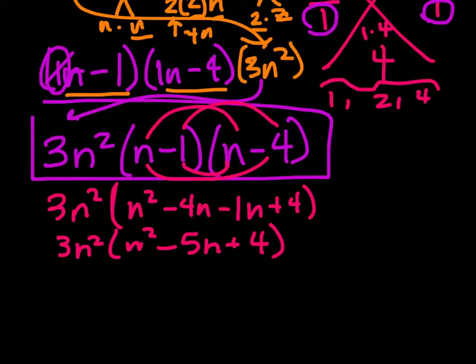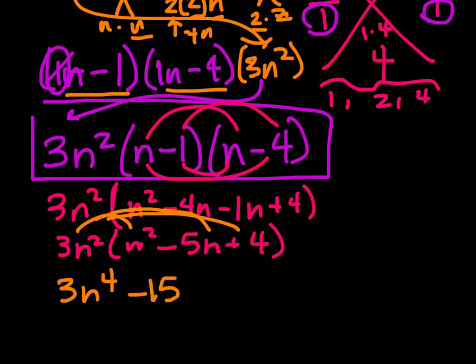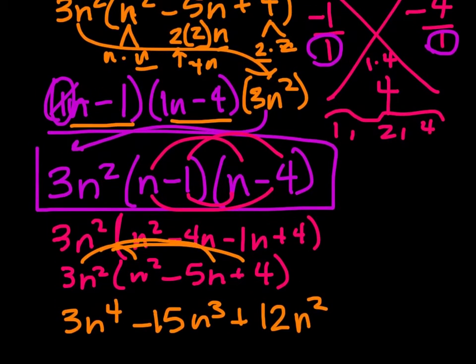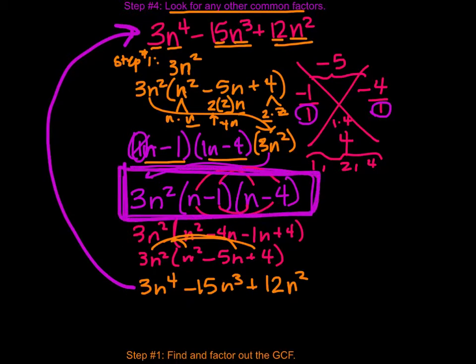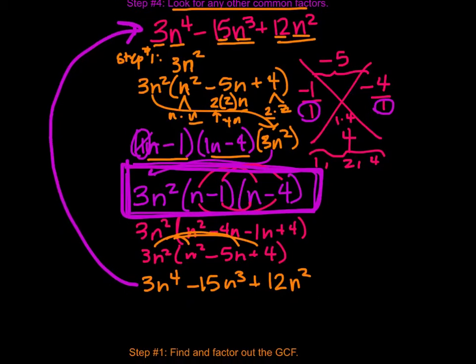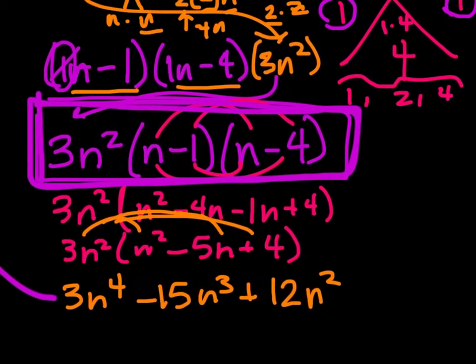And then we can distribute this 3n squared in. So we have 3n to the 4th minus 15n to the 3rd plus 12n squared. That, I do believe, is exactly what we started with. Same thing. So this 3n squared times n minus 1 times n minus 4 is the factored version of our original equation. That's kind of cool. We did it.